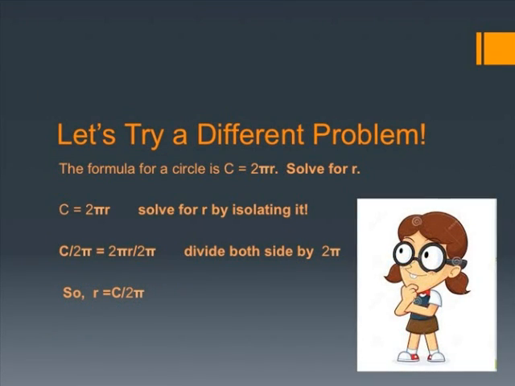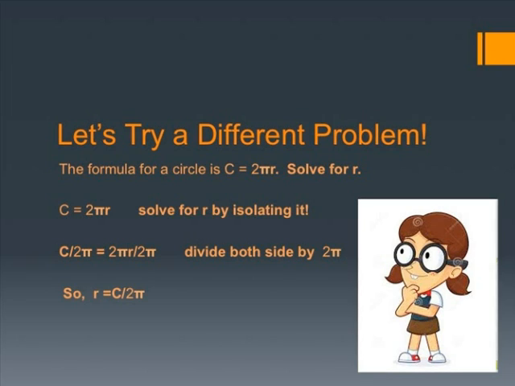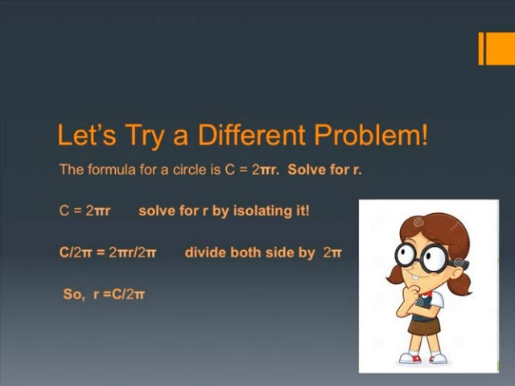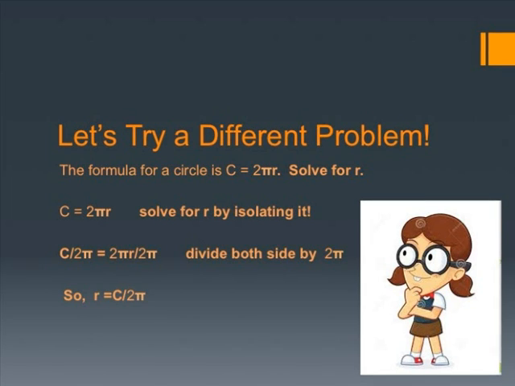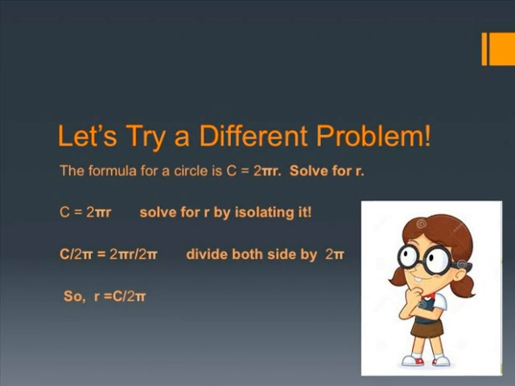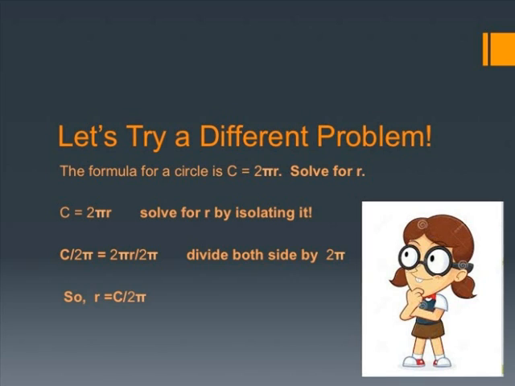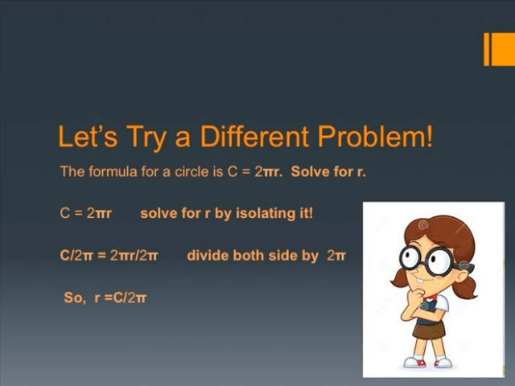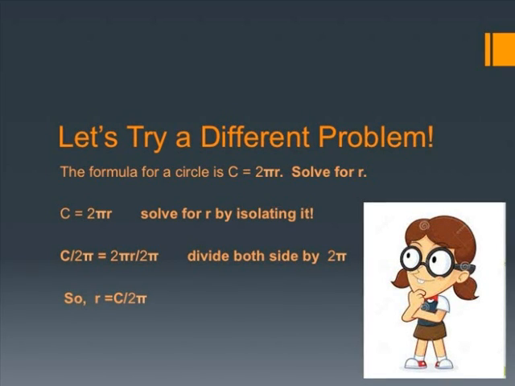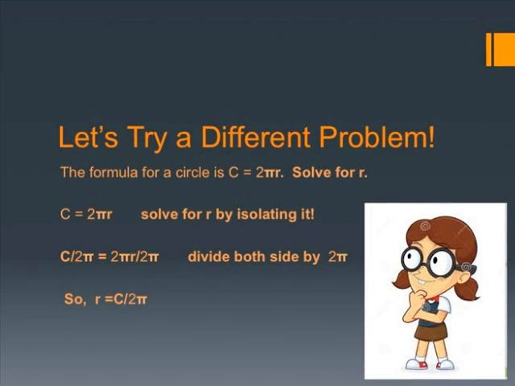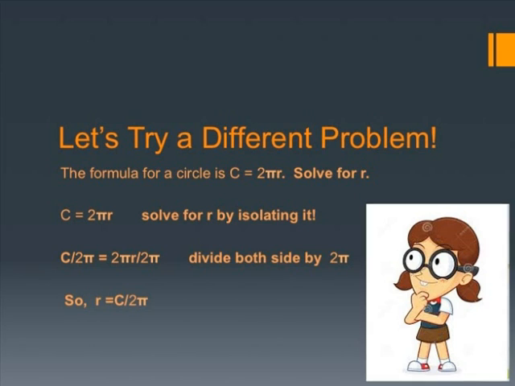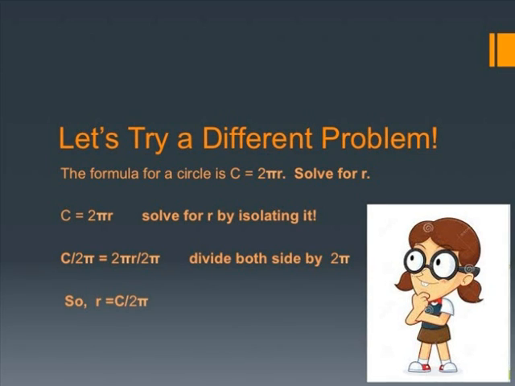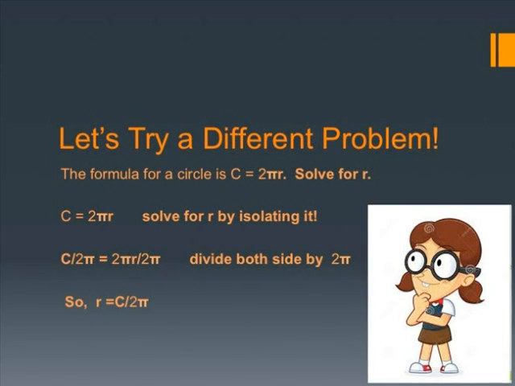Let's try a different problem. The formula for a circle is C equals 2 pi r. Solve for r. So C equals 2 pi r. Solve for r by isolating it. We divide both sides by 2 pi. So r equals C over 2 pi.